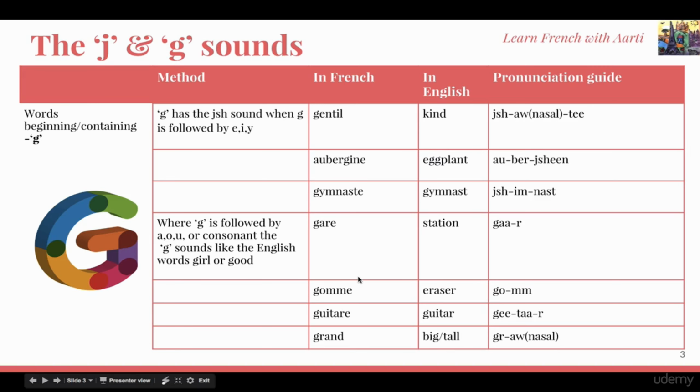Gomme, which means eraser. You can see it's followed by an O. Guitar is followed by a U, and grand, which means big or tall, is followed by the consonant R.